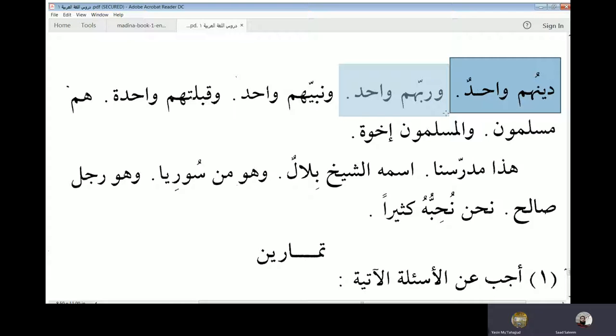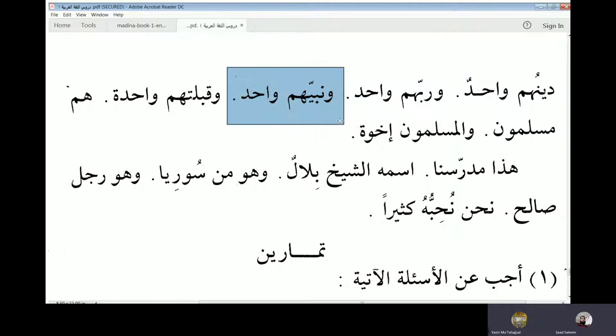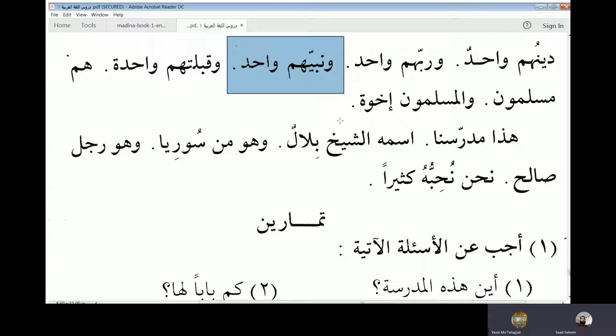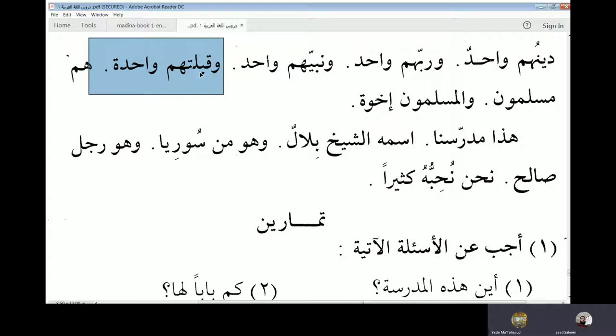Wa rabbuhum wahid, and their Lord, their God is one. Wa nabiyuhum wahid, and their prophet is the same. Wa qiblatuhum wahidatun, and their prayer direction is the same. You can also say, their qibla is the same. Both are correct.